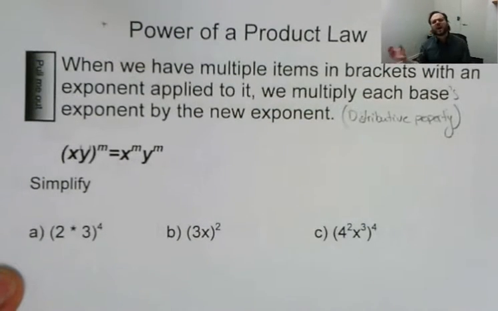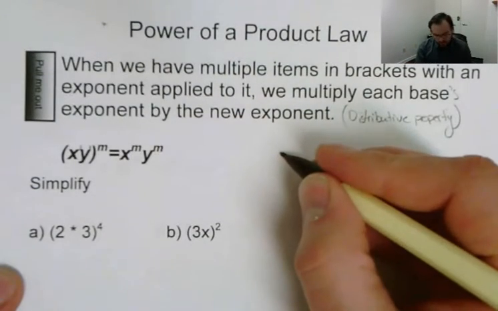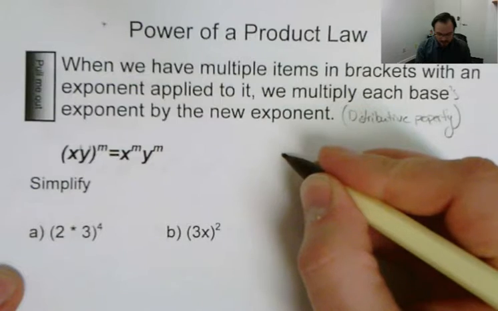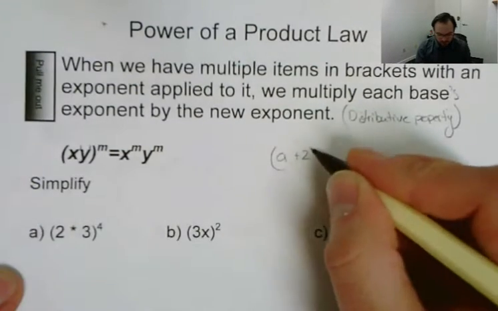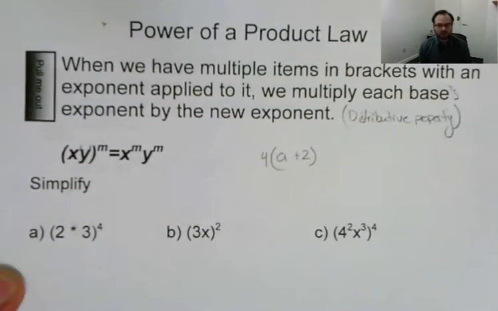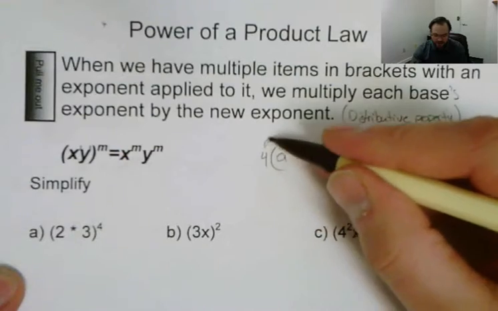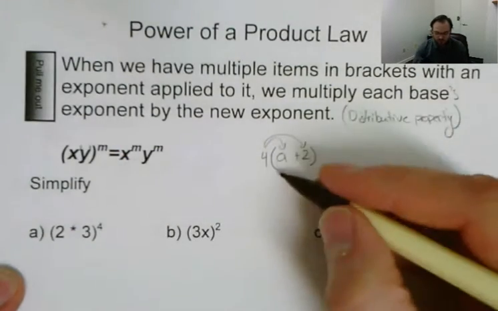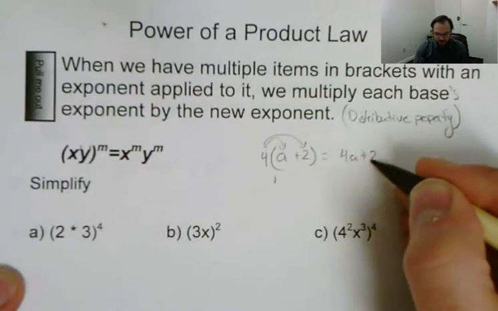So if we look way back in the day, when we first learned the distributive property, we might have a plus 2, all multiplied by 4, right? So when I did that, I had to multiply this into the a, and then I had to multiply the 4 into the 2. So I got 4a plus 8.